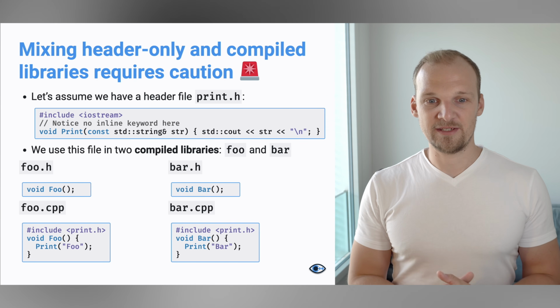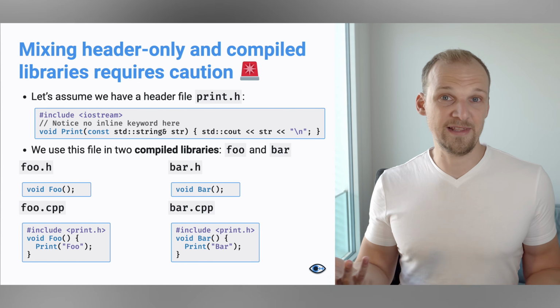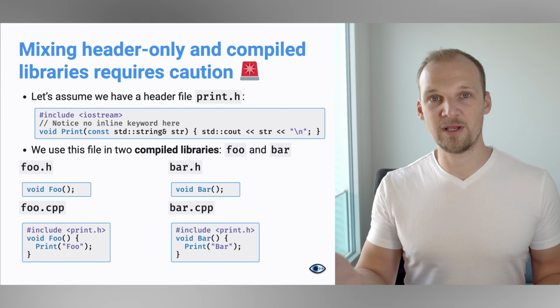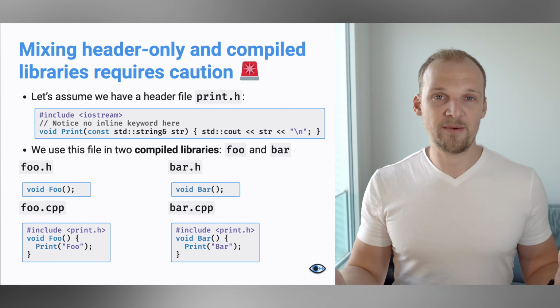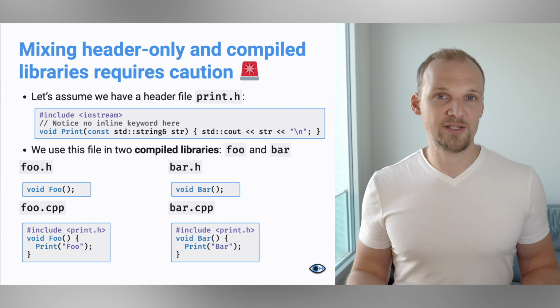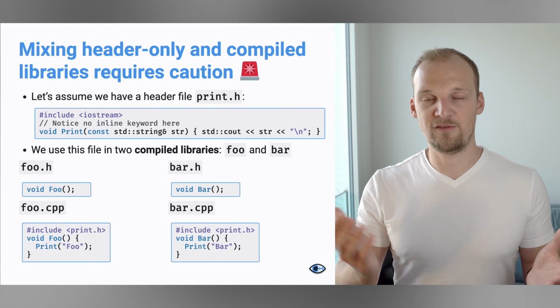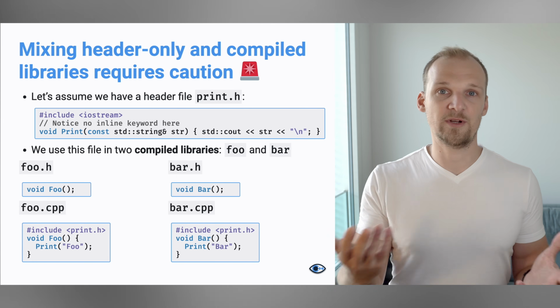It's not that complicated. And then we have two compiled libraries, foo and bar, or libfoo and libbar. And we will compile them as static, just for the sake of example. Both of them have a header and a CPP file, and they basically just define the foo and the bar function respectively. The foo prints the foo, the bar prints the bar.